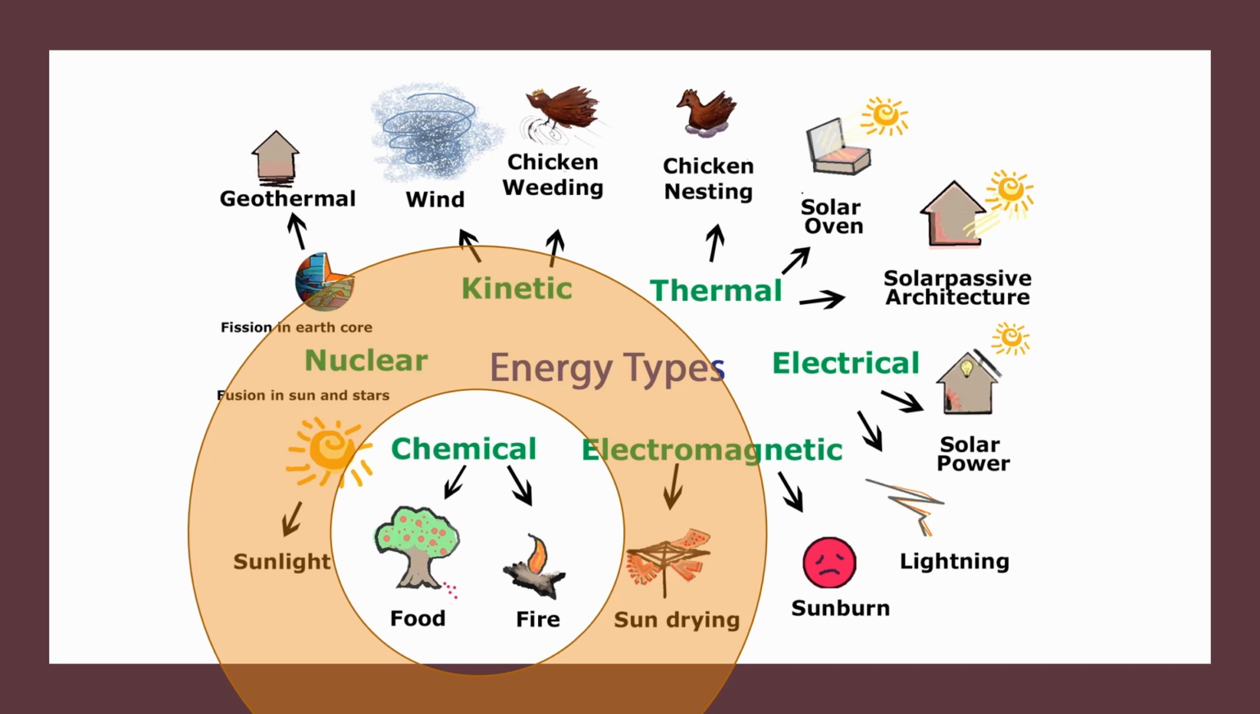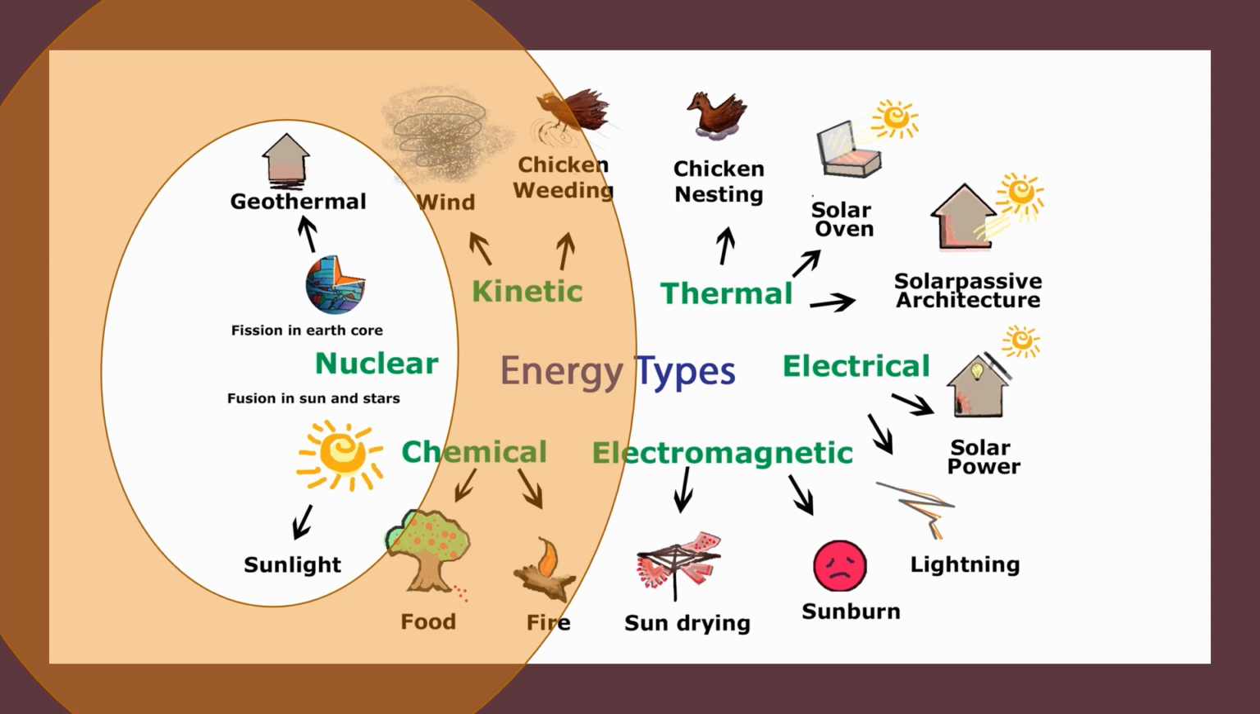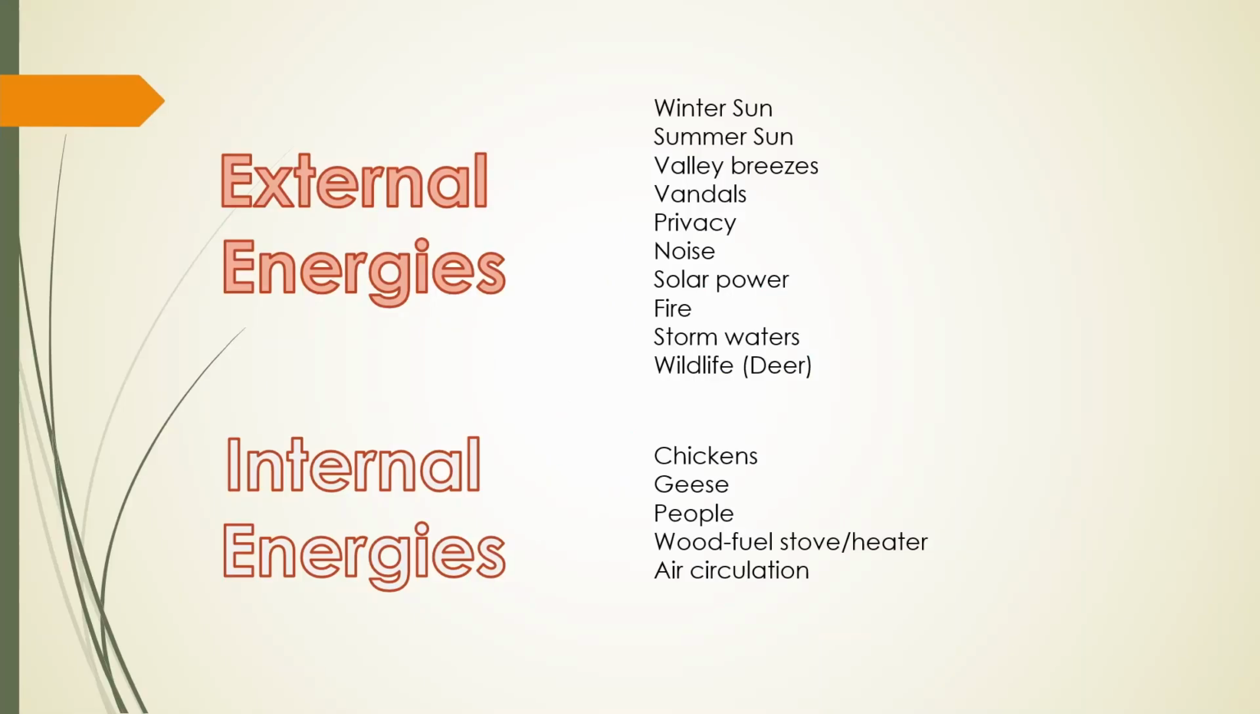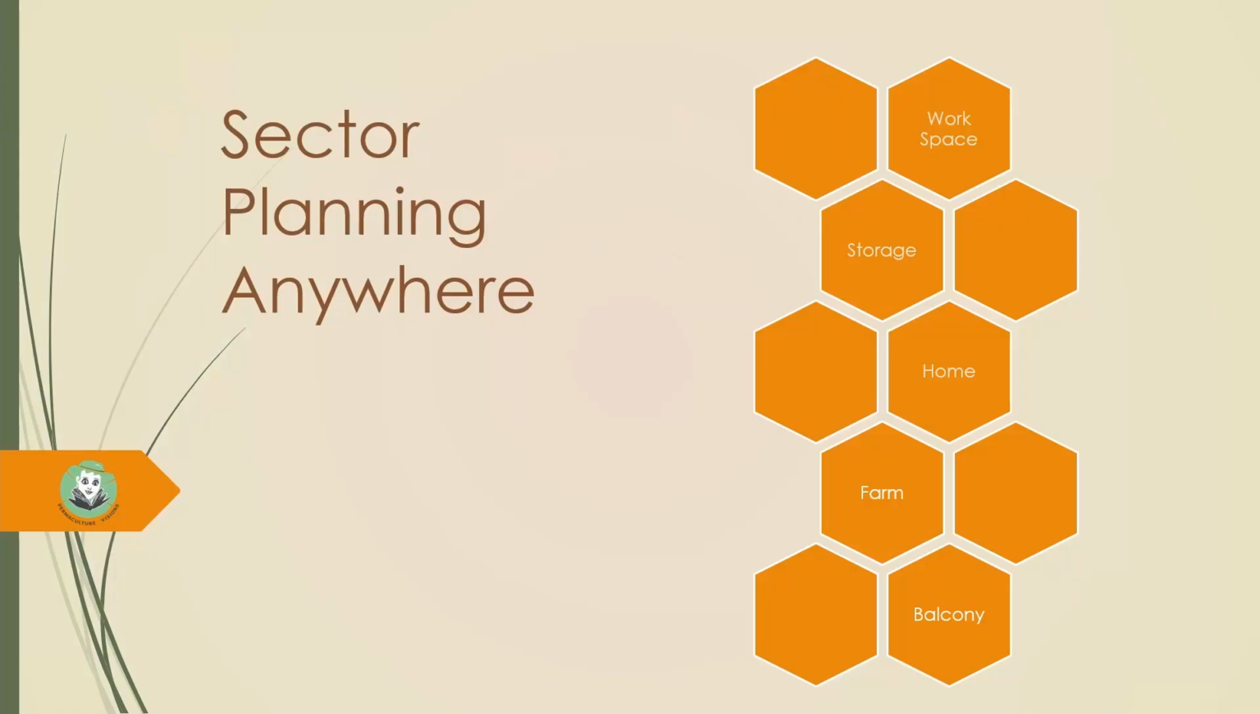Chemical energy, the warmth from the fire and from the sun, helps to ripen the fruit. And then there's nuclear energy. It occurs in the center of the Earth's core, and that's what gives us geothermal energy and sunlight from the sun. So we have external energies and internal energies. The external are the big things like the sun and the breezes, but they might also be noise and privacy issues. The internal energies are things from the animals and the people and the systems that we set up, such as heaters and ventilation systems. You can apply sector planning anywhere, in a workspace or on a small balcony, in your office, on your office desk.